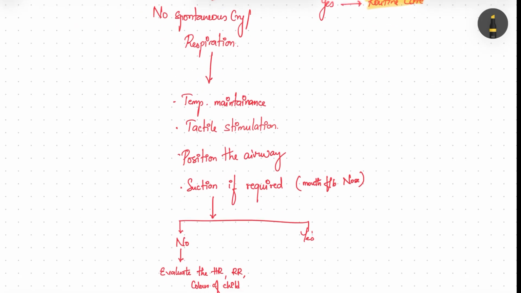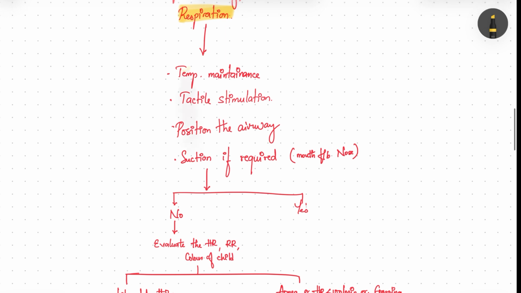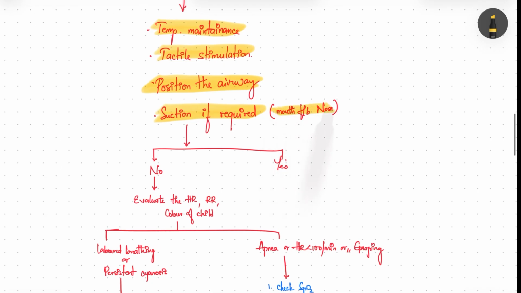If there is no spontaneous cry or respiration, don't panic, follow the guidelines so that you'll save the baby. First you need to check whether the temperature is maintained or not. Then give some tactile stimulation, like rubbing on the back. Otherwise, position the airway and even suction if required. Usually we won't suction every baby, but here we need to suction if there is excessive secretion. Do it by mouth first, then nose. You need to remember that M comes before N.